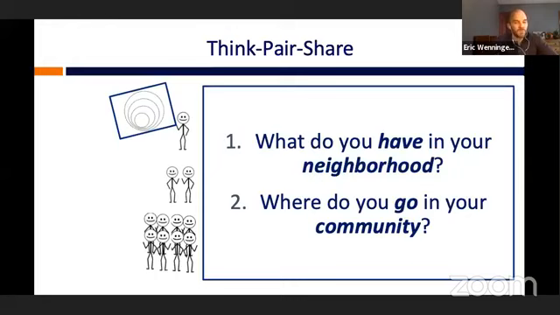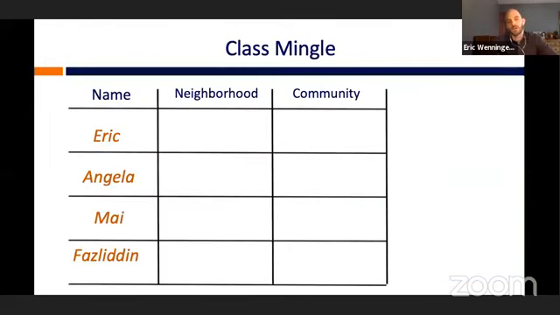This activity blends really well into our next activity, which is a class mingle. So again, we can start with an individual, go to a partner, or go to a whole class scenario. But what I do is I have my students write a quick table in their notes. In the left-hand column, you see my name, Eric, and then below, other students in my class. And I do this with my students too. And then two columns, neighborhood and community. So now I might have them go about the class and ask each other the same questions. This could be after the think, pair, share, or it could be a different day as well.